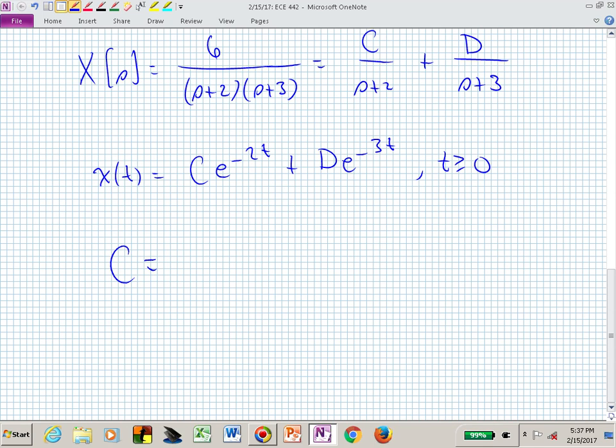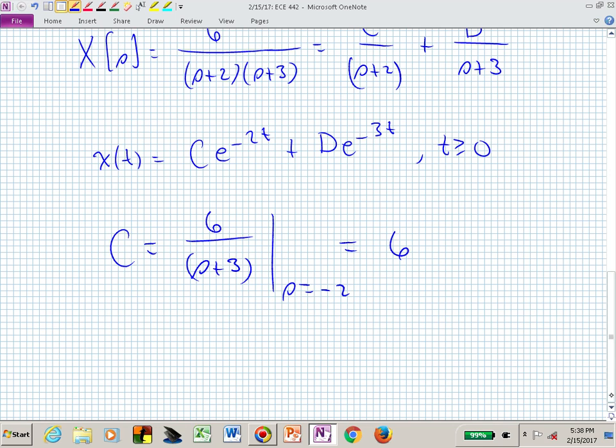But here you can multiply through by the factor underneath c, which is s plus 2, and then you evaluate at the value of s that causes that to vanish, and in this case, we have 6 over 1, or 6.